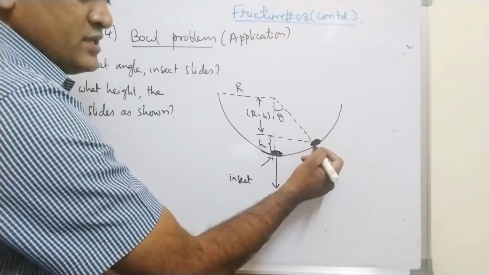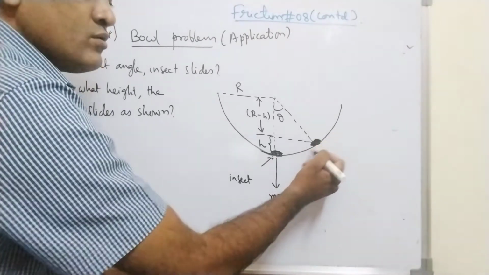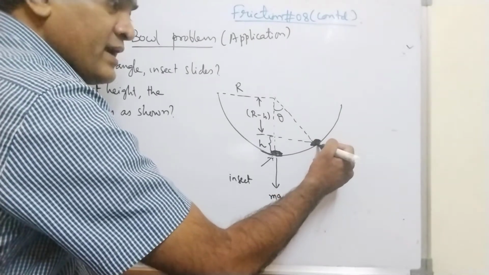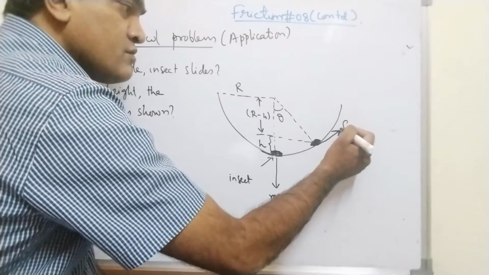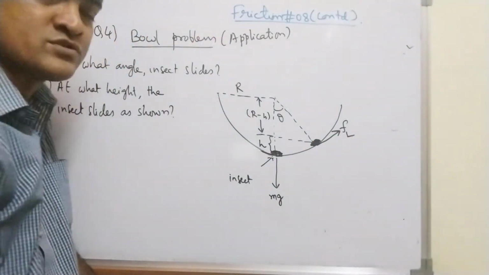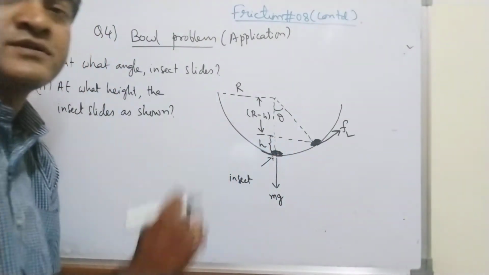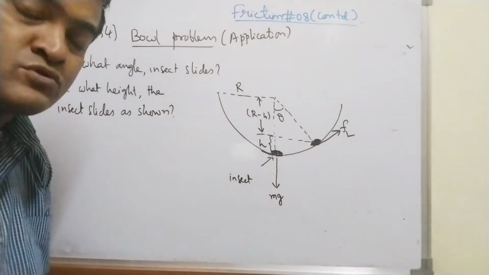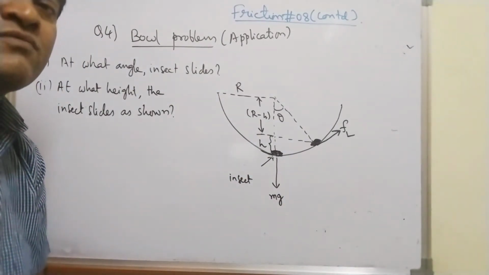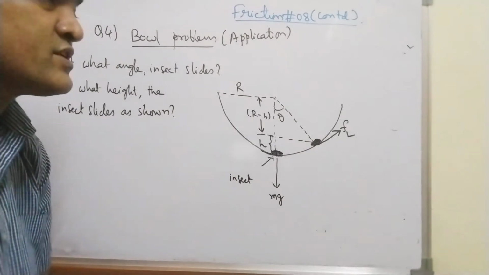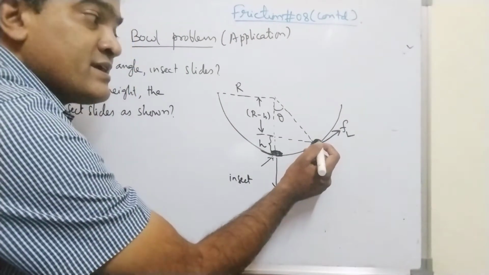Till here only the insect reached, and again when it is sliding down, the frictional force will be acting in this direction. This is the value of frictional force, and this frictional force is nothing but limiting frictional force, because the insect is about to slide down at this point. When it is about to slide down at this point, it has reached a maximum value of static friction called limiting friction, right?